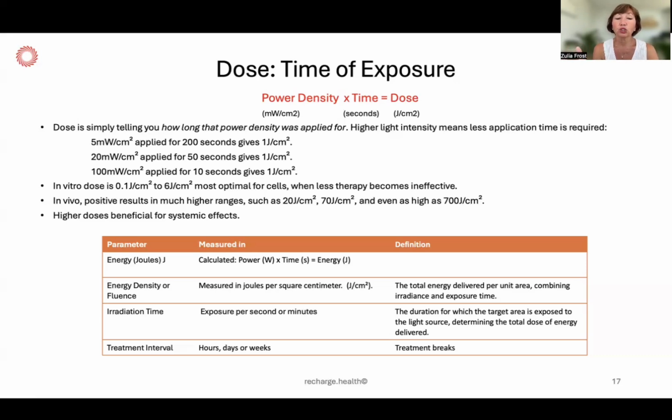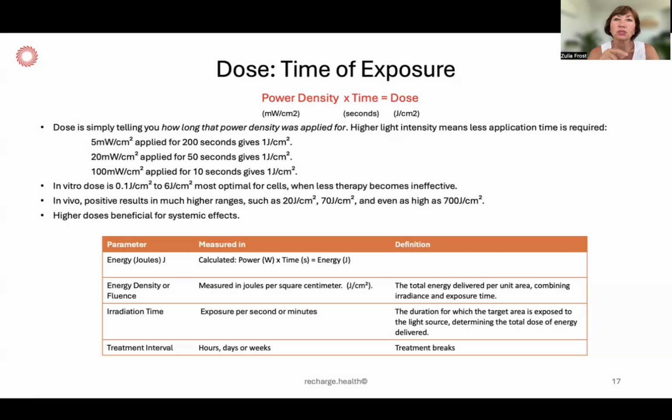And of course, a very strong one, like in the FlexBeam, we have 100 milliwatt per centimeter square. This is applied in near-infrared light. So if you have a dose of 100 milliwatt per centimeter square, but applied for 10 seconds, then it gives you 1 joule per centimeter square.